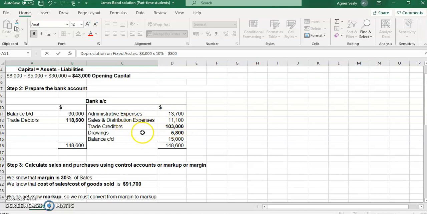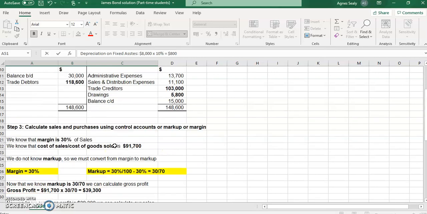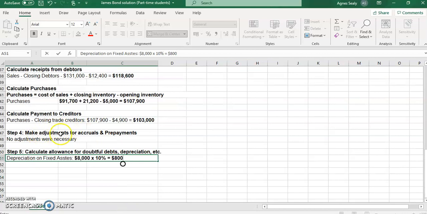And then that left one missing figure. We were able to use the bank account to find out what our drawings figure was, which is $5,800. Subsequently, we recognized that in step 4, we didn't have any accruals or prepayments to make adjustments for. Then we went on to step 5. We didn't have any allowance for doubtful debts to calculate, but we calculated a depreciation for our fixed assets of $8,000 at 10%, which gave us $800.